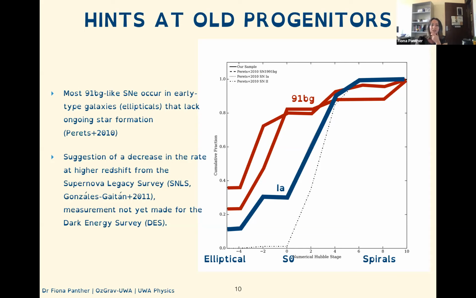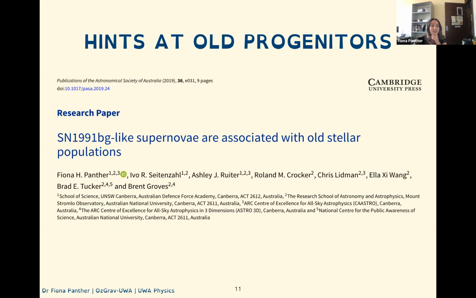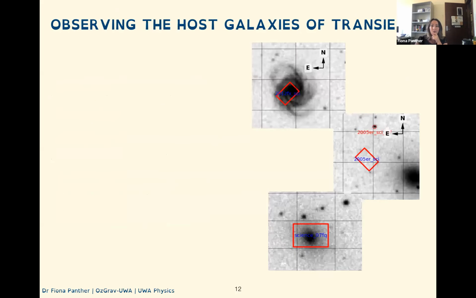And so with these hints at old progenitors, I actually went away and did some work during my PhD to try and figure out what's going on. What I decided was, well, what if I look at the host galaxies? But I won't just look at the host galaxies. What if I look at the stellar population within a few kiloparsecs of where the supernova exploded?